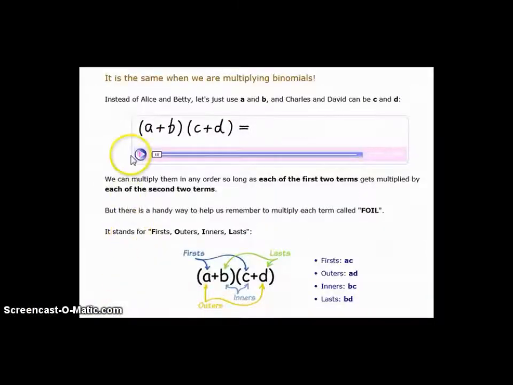Actually, you apply the same technique when you multiply two binomials. So you can apply something called FOIL. So you multiply first terms, which is a times c, and then outers a times d, and then inners b times c, and finally the last b times d as follows. Take a look. A times c, a times d, b times c, and finally b times d.